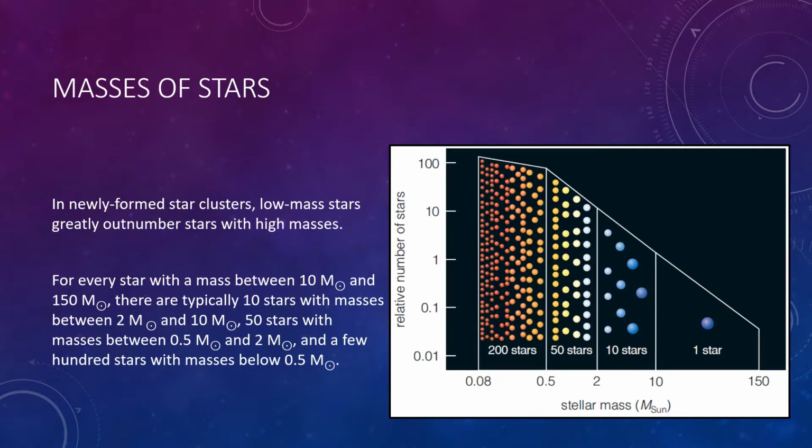In a newly formed star cluster, stars with low masses must greatly outnumber stars with high masses. For every star with a mass between 10 and 150 solar masses, there are typically 10 stars with masses between 2 and 10 solar masses, 50 stars with masses between 0.5 and 2, and a few hundred stars with masses below 0.5 solar masses. So again, for every one star over 10 solar masses, there's 200 between 0.08 and 0.5, and in total, nearly 300 of mass less than 10 solar masses. So the point is, there's a lot more small and low mass stars than there are large stars.